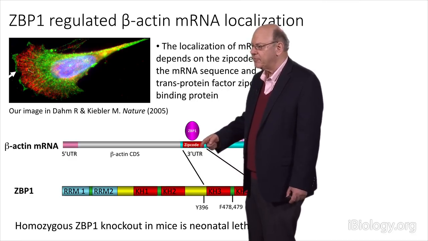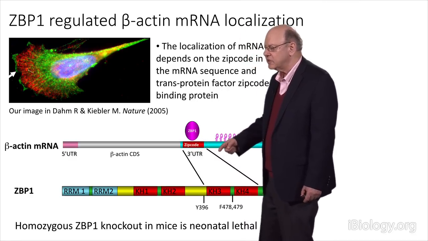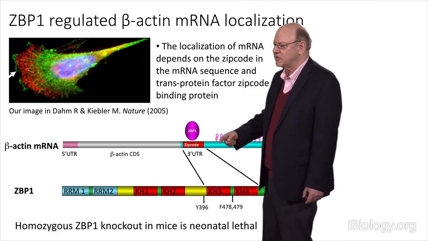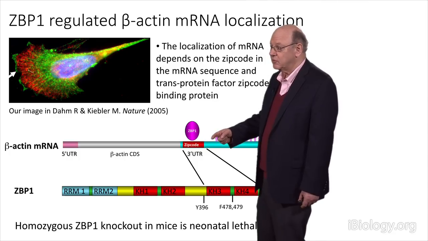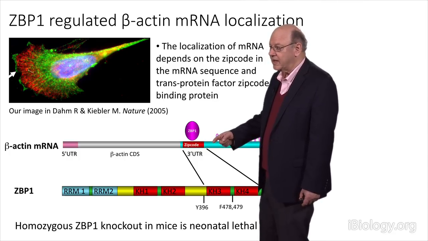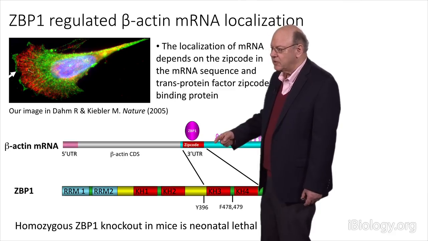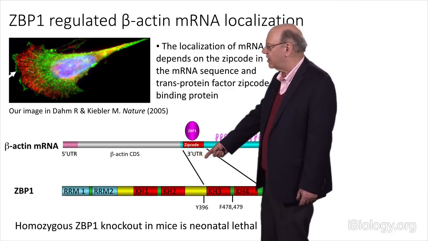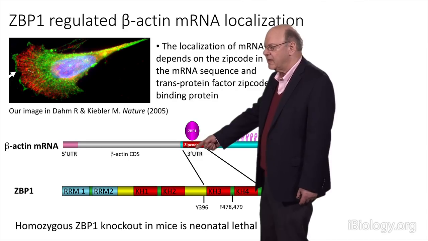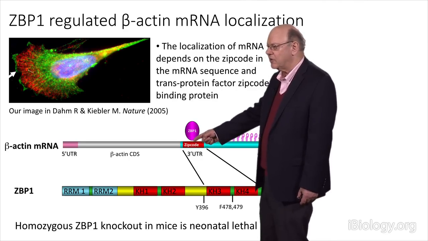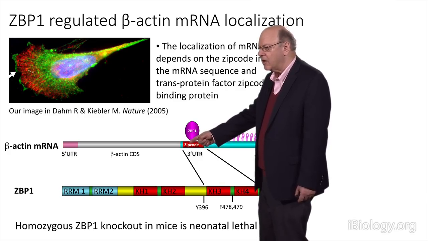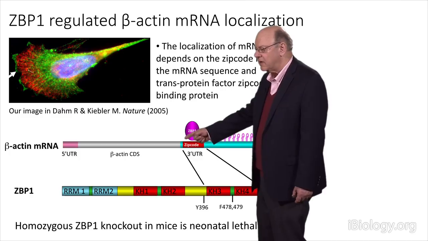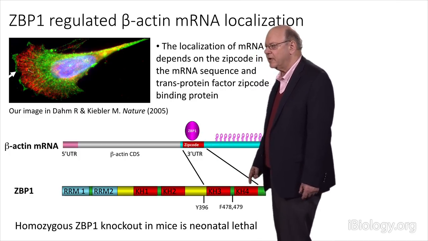So if you chop up this beta-actin RNA into little pieces and you make a reporter, and then you see where each piece contains the information to carry the RNA to the right place, you come down to this place in the 3' UTR that we call the zip code. And using this zip code as a means of isolating a protein by affinity columns, you can isolate a protein that we sequenced and called ZBP1, zip code binding protein.